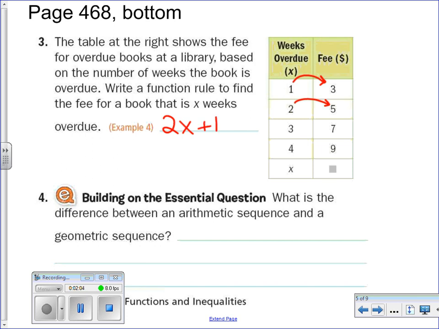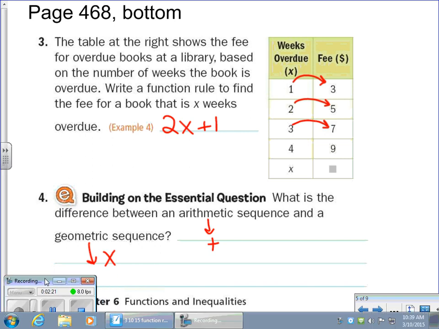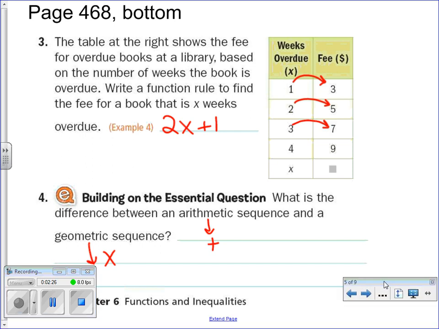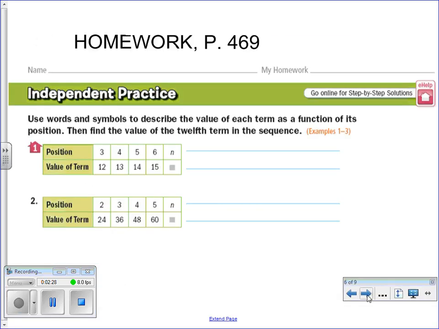What's 2 times 2? 4. What's 4 plus 1? 5. What's 3 times 2? 6. Plus 1, 7. There's our function rule, all right? Remember, arithmetic is adding and geometric is multiplying. But normally you'll have sequences that have both. I'm going to leave the timer up so I can keep this short without rushing too much.